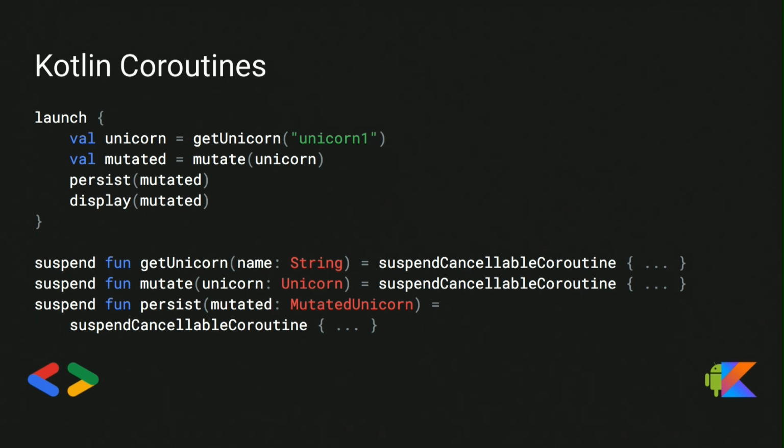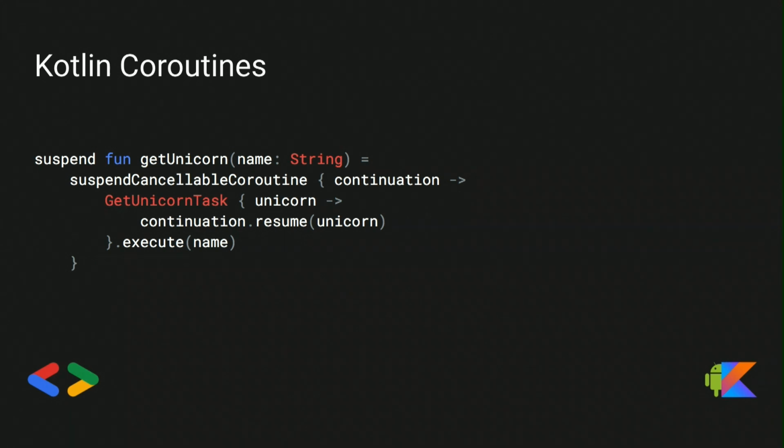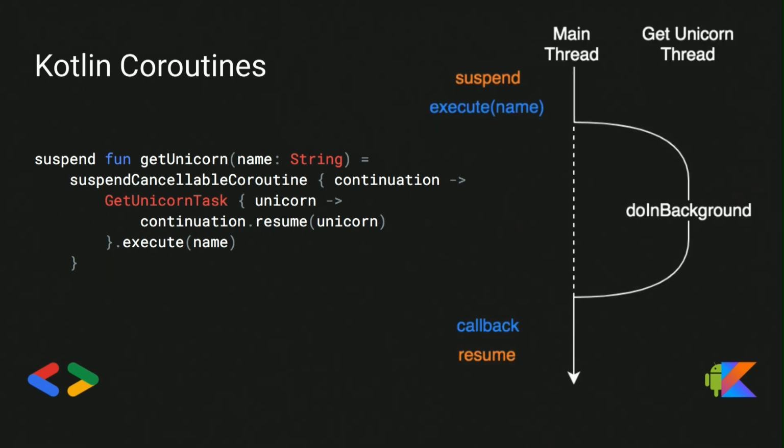So obviously you're wondering what this suspend cancelable coroutine is and what's happening inside of it. This is just a wrapper around our async task for now. This function just suspends our coroutine and then resumes the coroutine once the unicorn's task callback completes. I know that can be a little bit confusing, so I have this nice graphic.